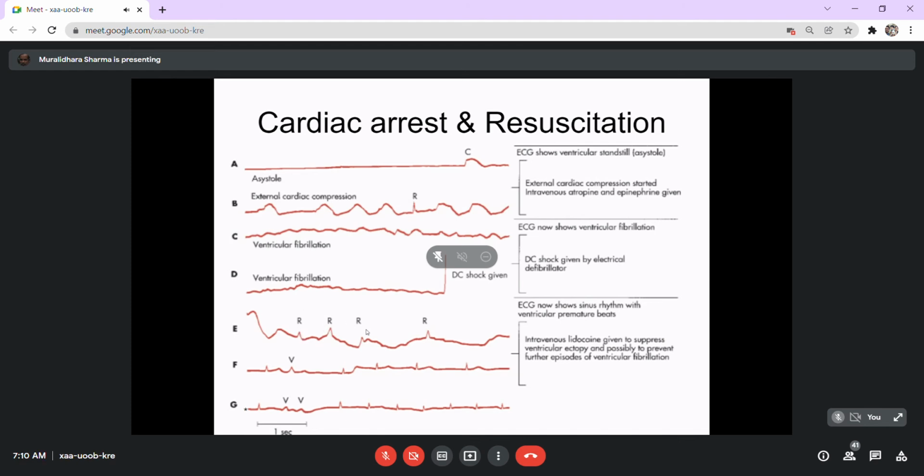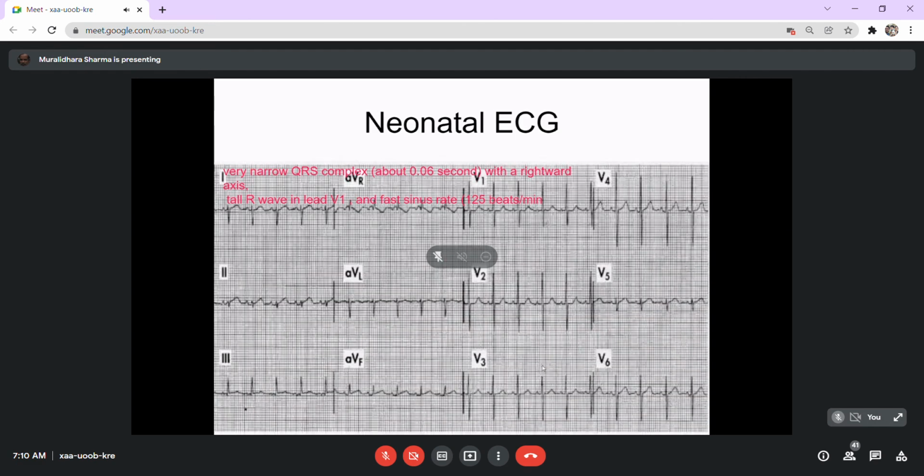You may have some R waves seen, but once you have this kind of a spike in a patient where you are doing cardiac resuscitation, you can expect that the patient may gradually recover. As the patient gradually recovers, you may have a rhythmic pattern of the R wave seen. So that's all the point as such.